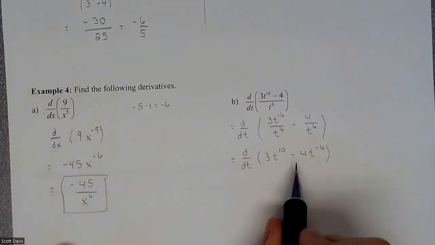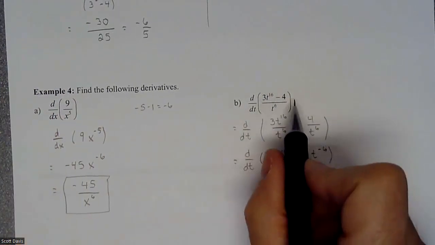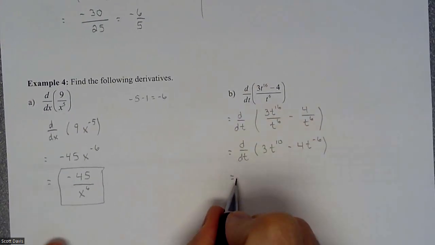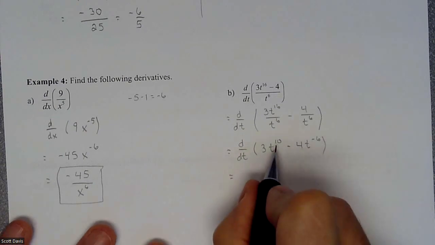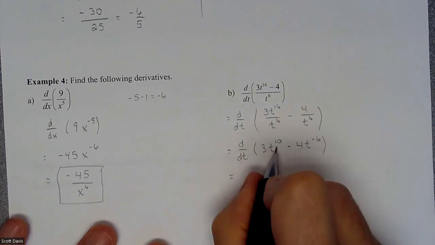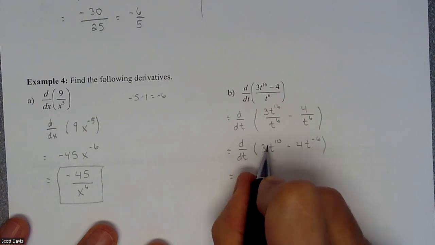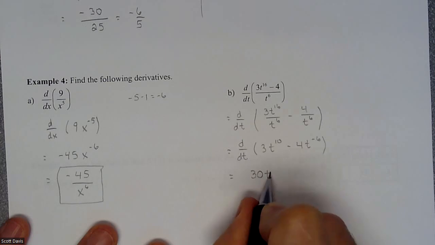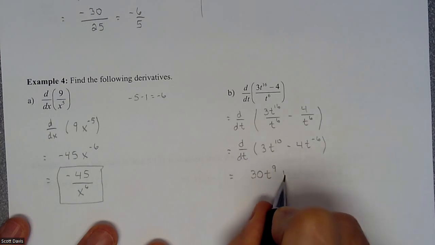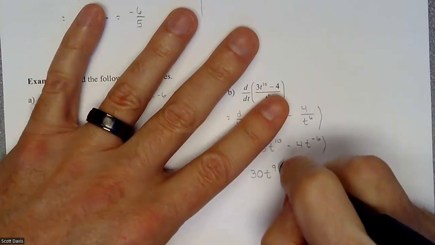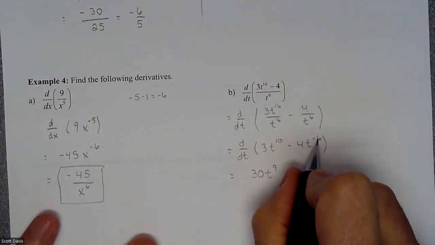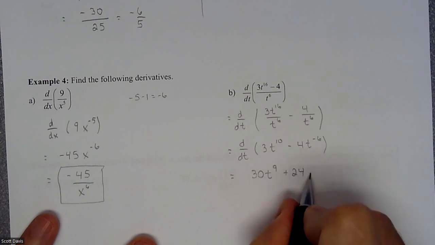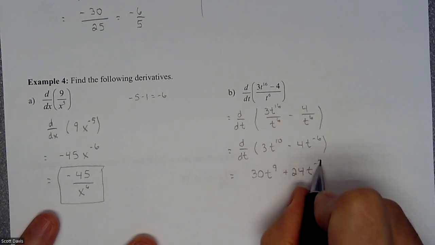All right, so that's an equivalent version of this, but that screams quotient rule, where this just screams power rule. So if I can see that, I'm going to totally take advantage of that. So if I do that derivative, I'm bringing the 10 down to multiply. So that's going to be a 30t to the 9th minus, well, it's going to end up being a plus because we're taking the negative 6 and multiplying it to the negative 4. So plus 24t to the negative 7.